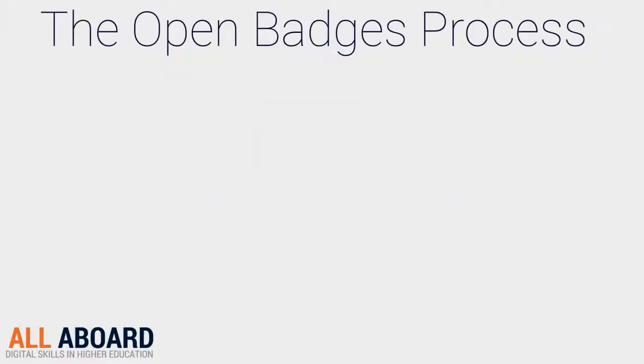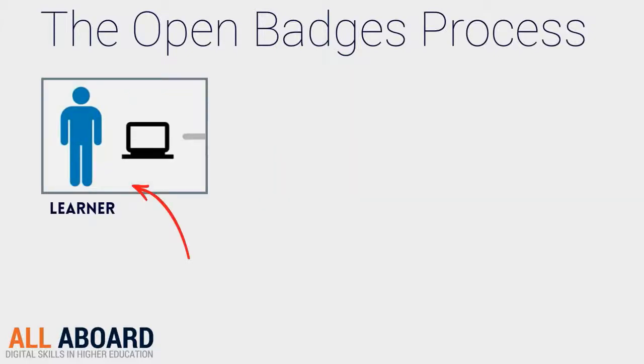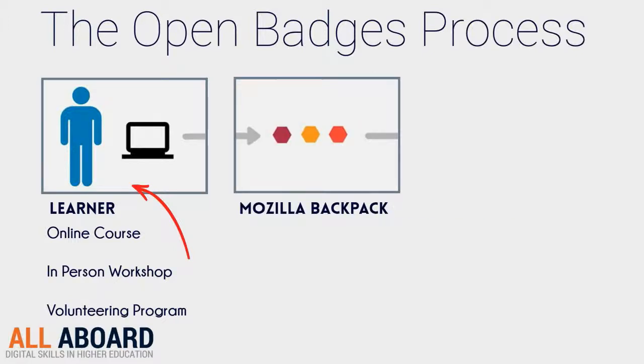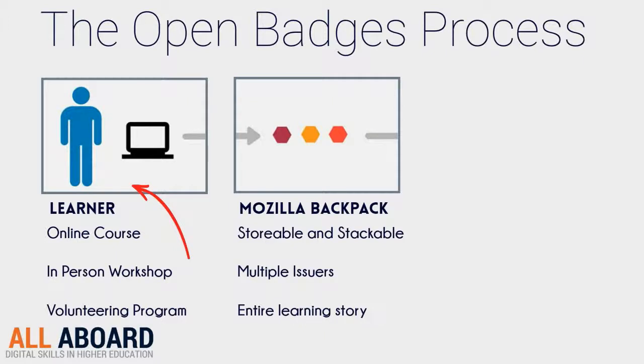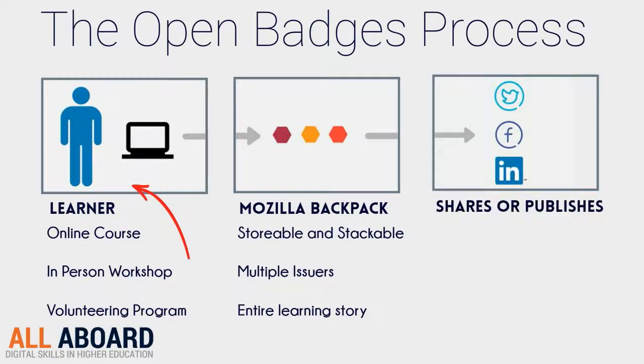Let's take a closer look at the Open Badges process. Let's say we have a learner. They're involved in some kind of learning, whether online, offline, or maybe even something like a volunteering program. They earn a badge. This is then stored in their Mozilla backpack, where they can have earned badges from multiple issuers to provide a complete picture of their learning. Within their backpack, they can choose to share or publish their badges to social networks like Twitter and LinkedIn, to their website or a blog, or even to an e-portfolio.